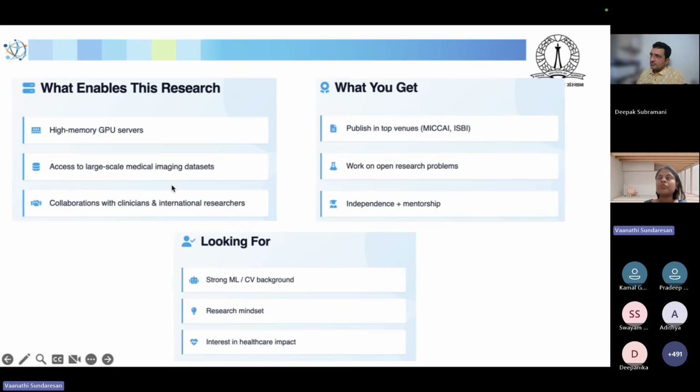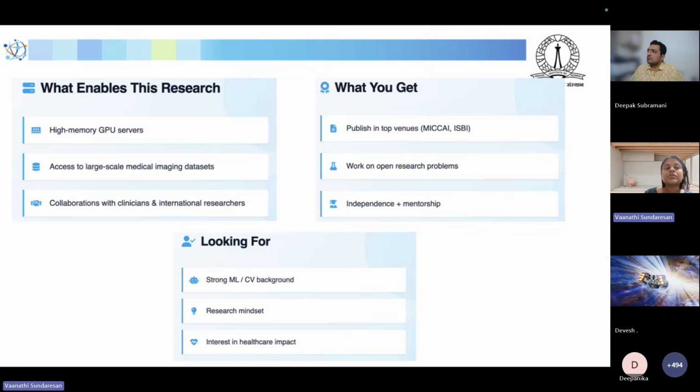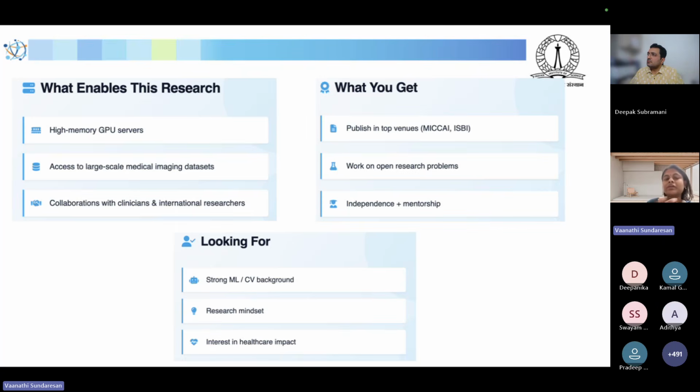And finally, the most important slide: what enables this research? What can we offer you, in our lab? We have high memory GPU servers, and we also have access to large scale medical imaging data sets. We are in the process of procuring another one now, so you will definitely not have a data set shortage problem. And that's also partly due to the collaborations we have with clinicians within India and with international researchers as well.